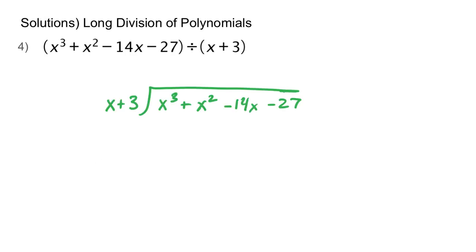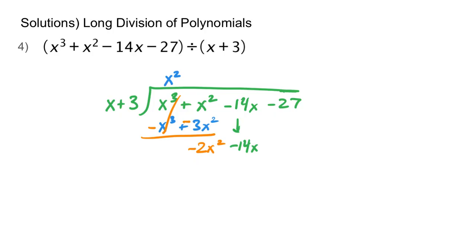As always, I'll write the problem out using my long division bar. Then I'll figure out how many times x goes into x to the third. x squared times x plus 3 will give you x to the third plus 3x squared. I'll now subtract them and bring down the next term.